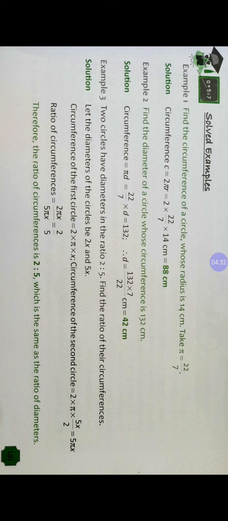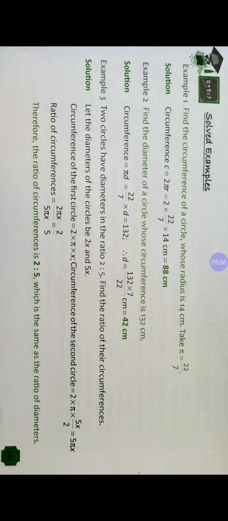So now listen, let the diameter of the circles be 2x and 5x. What is given here? The ratio of the diameters is given, 2:5. So we have assumed that the diameters are 2x and 5x. So the circumference of the first circle will be 2 pi x and the circumference of the second circle will be pi times 5x, that is 5 pi x.